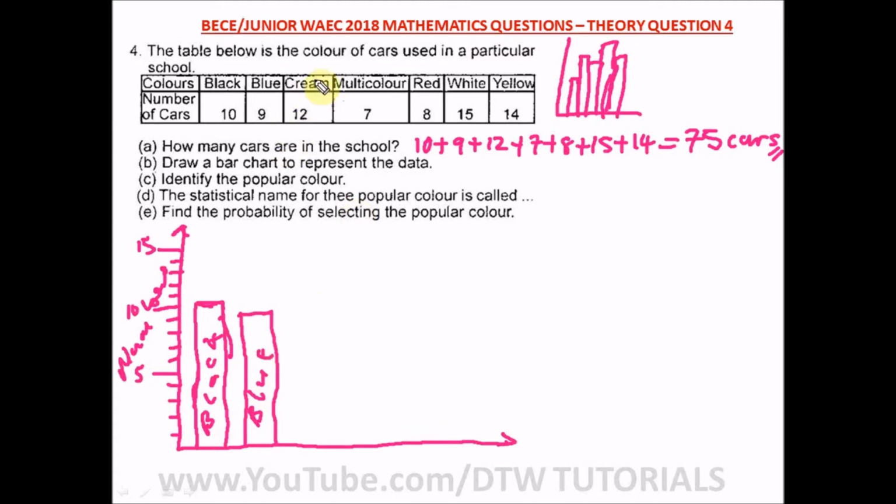Now cream is 12. If this is 10, we have 11, 12. Let's draw the line somewhere here and take it down, and let's write cream.